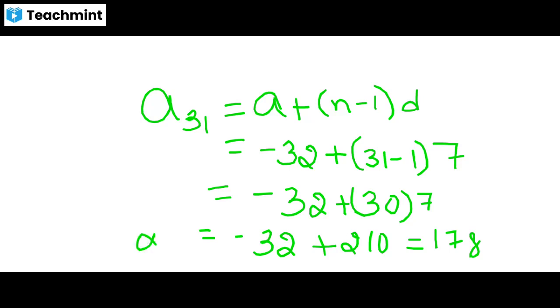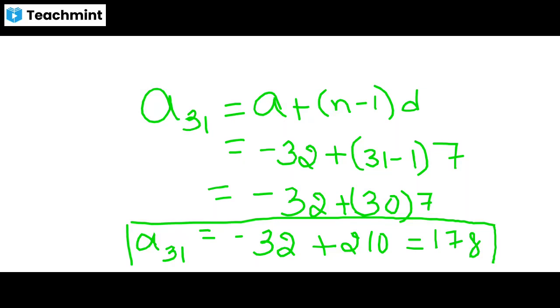So I've asked you to find A31. So A31 is equal to 178. Is it clear, children? In this way you should solve the problems. Completed, all of you? Okay. So this is the 7th question.